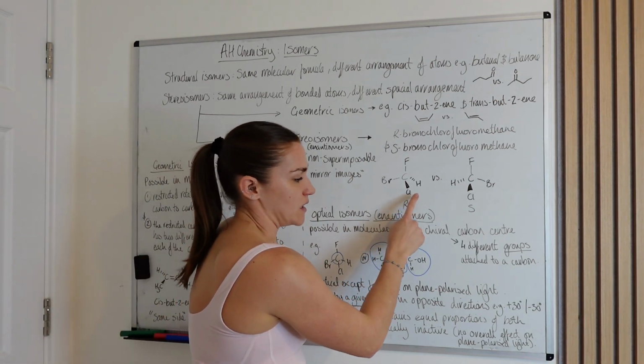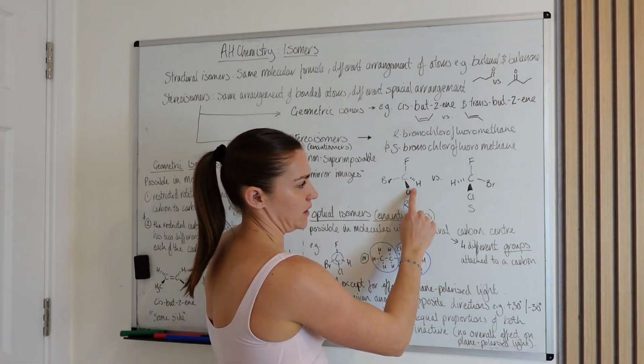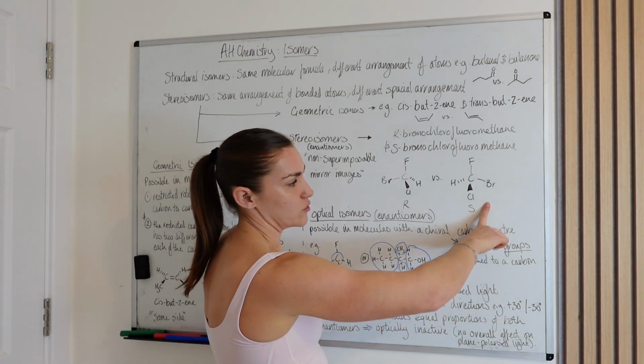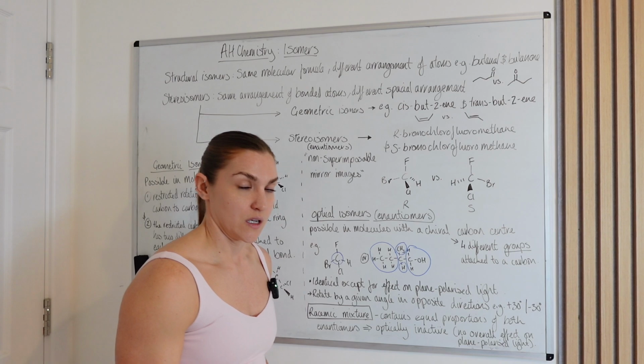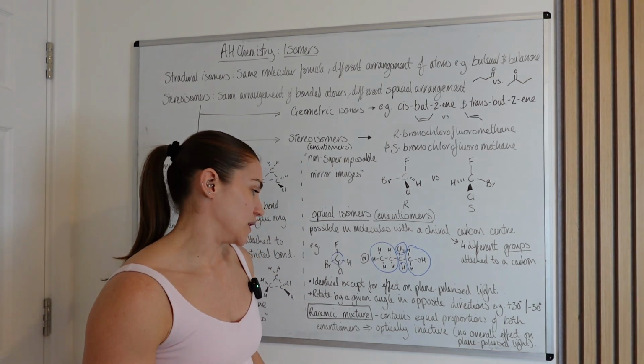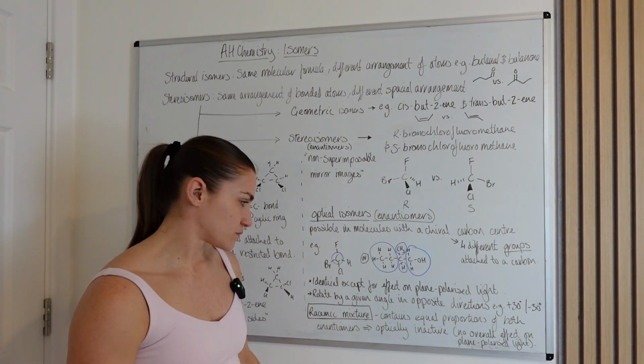So say this R enantiomer rotates it by plus 30 degrees. This one would rotate it by minus 30 degrees. So it's the same equivalent numerical angle, but in the opposite planes or opposite directions.